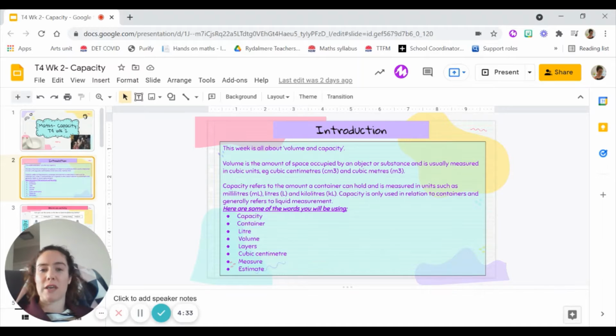So, capacity refers to the amount a container can hold and is measured in units such as milliliters, liters, and kiloliters. Capacity is only used in relation to containers and generally refers to liquid measurements. So here are some words that you might hear pop up over the next few slides: capacity, container, liter, volume, measure, and estimate. Volume is probably more to do with volume, and measure and estimate are the ones that we really need to focus on. But I've just included them all there just in case a few things pop up.